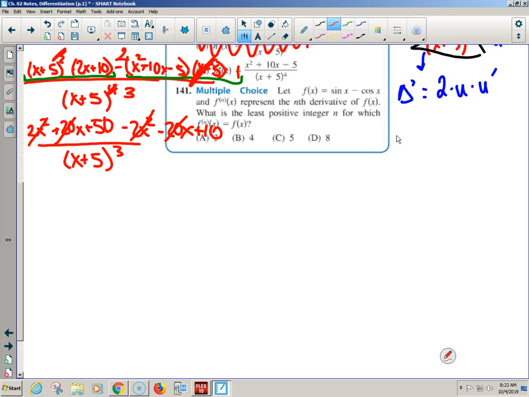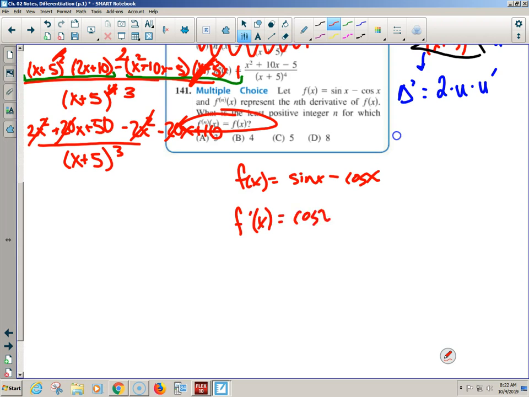What is the least positive integer for n? AKA, what is the first time? Do you see it? Yes. The least positive integer. What is the first time this happens? What happens? The derivative equals the function. Well, let's start deriving and maybe we'll figure it out. It's trig. Trig kind of like oscillates. So f prime, derivative of sine is cosine. Derivative of cosine is negative sine. Is that the same thing? No. Okay, go again. Maybe n is 2.